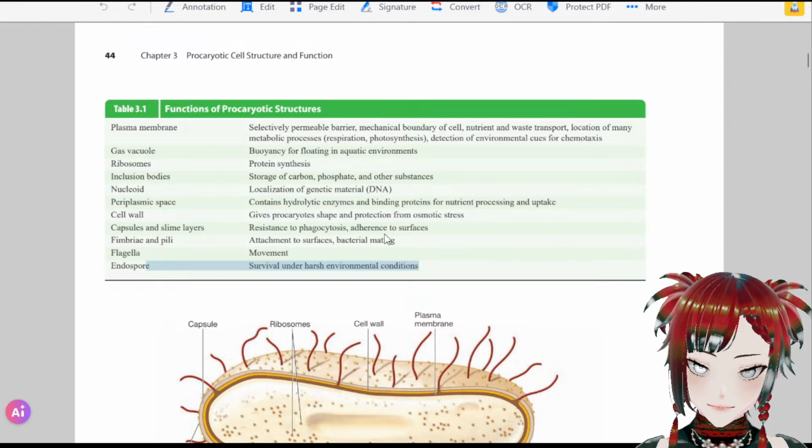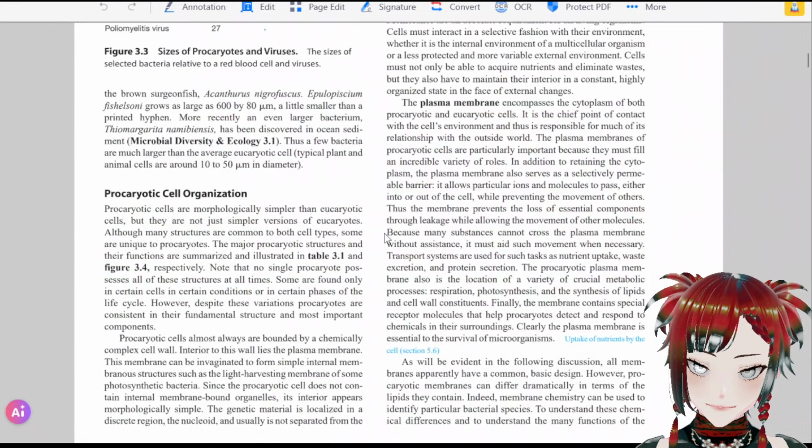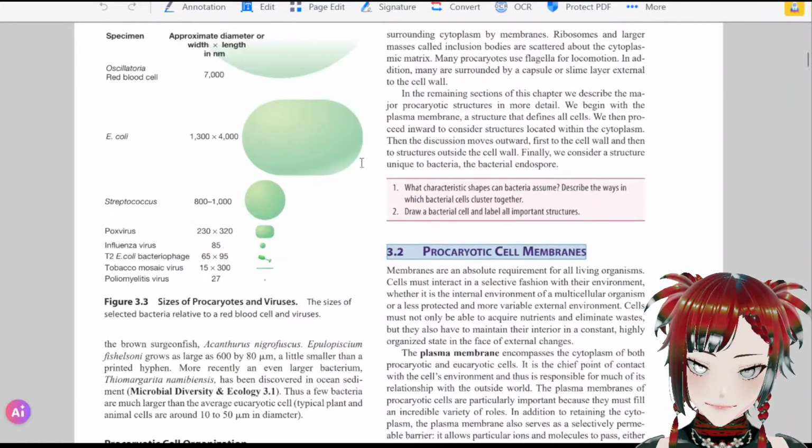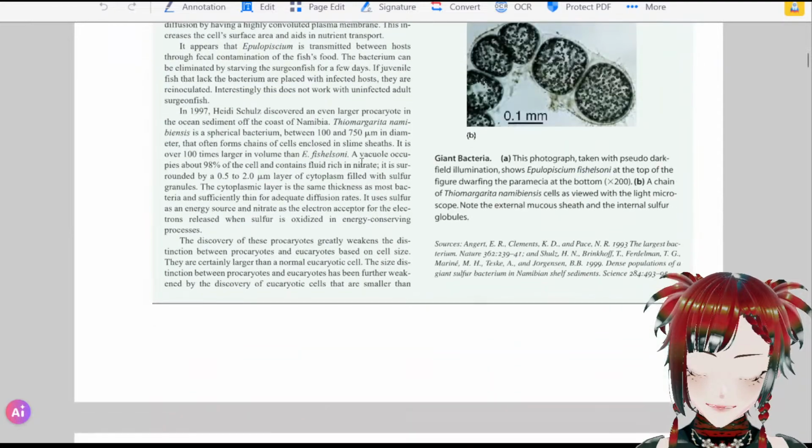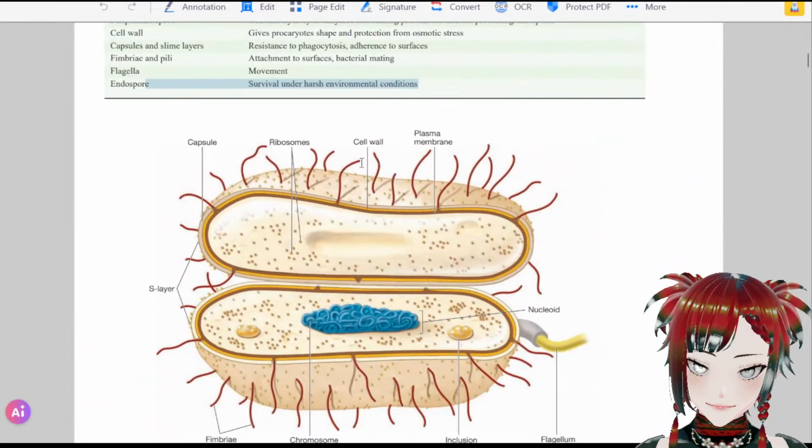We will discuss these in detail. And yes, this is it. We are done with the introduction. And we will study in detail the cell membrane, each and everything in the cell membrane.